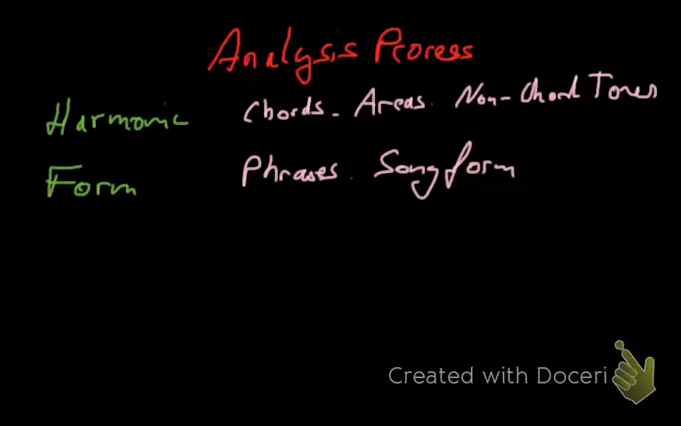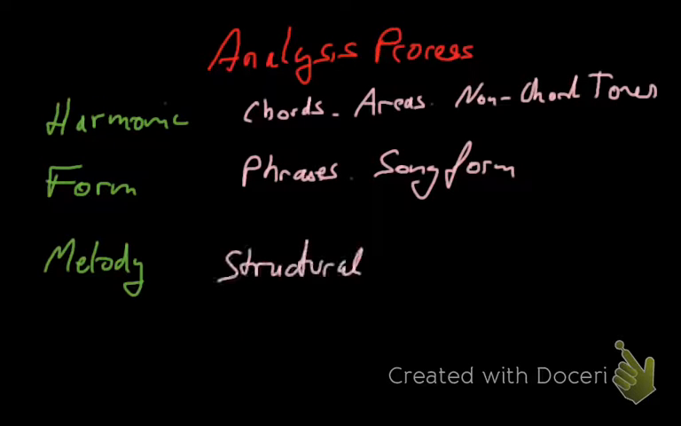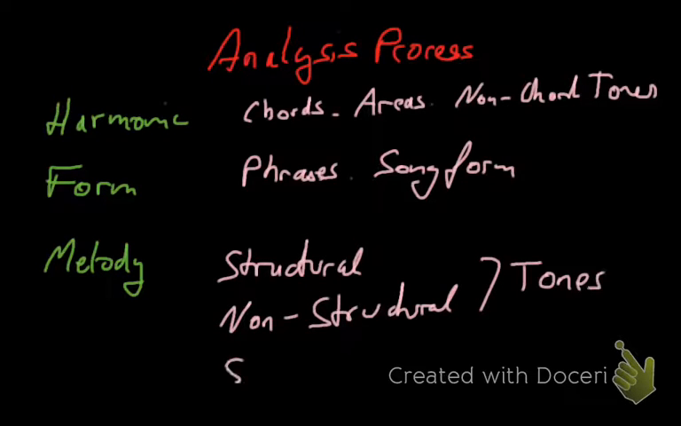Then we do a form analysis, where we look at phrases, song forms, antecedent, consequent, and all these, because they will help us to identify the sections that get reduced. And finally, we look at the melody, where we identify the structural and the non-structural tones and the sub-pitches.